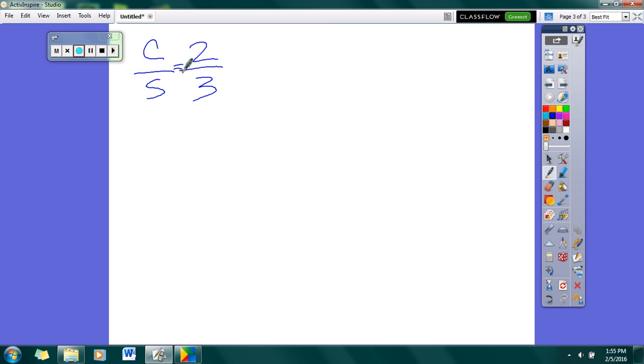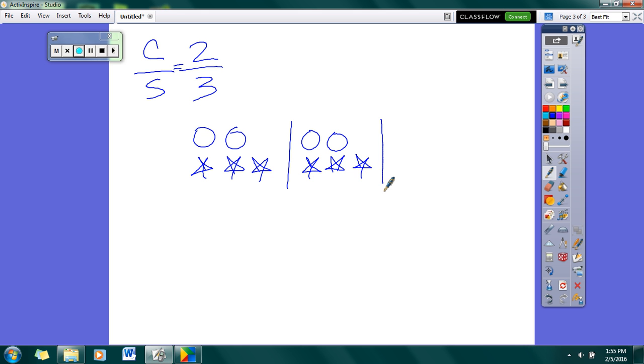For every 2 circles I have 3 stars. So what that means is if I have 2 circles, I have 3 stars. But if I add 2 more circles, I also need to add 3 more stars, which means that I now have 4 circles and 6 stars. Again, I add 2 more circles, I have to add 3 more stars. So now I have 6 circles and 9 stars.